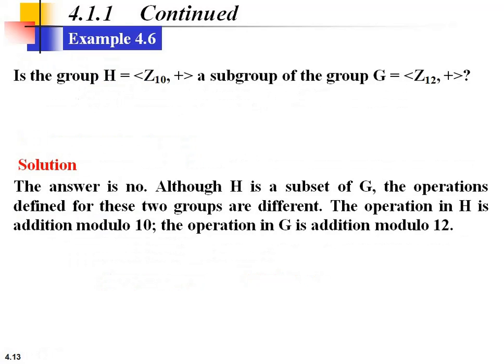Let us see some examples here. If I ask whether H, a subgroup of Z10 with plus, is a subgroup of Z12, we will say no, it is not a subgroup. Why? Because Z10 works with modulo 10 operation, while Z12 works with modulo 12 operation. So that is why H is not a subgroup of G.